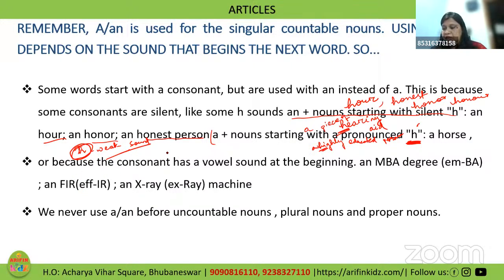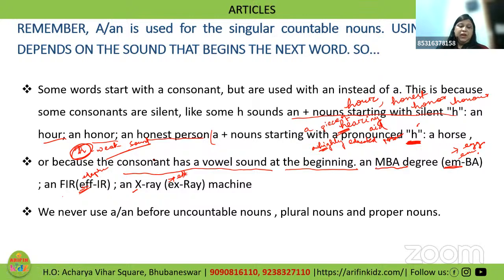And yes, a house. Yes, correct. Another case is when the consonant letter gives a vowel sound at the beginning. We have already discussed what the vowel sounds are. When you say MBA, you begin with M, like the A sound in egg. When you say FIR, again like elephant, you have F. Then X-ray, again the same.